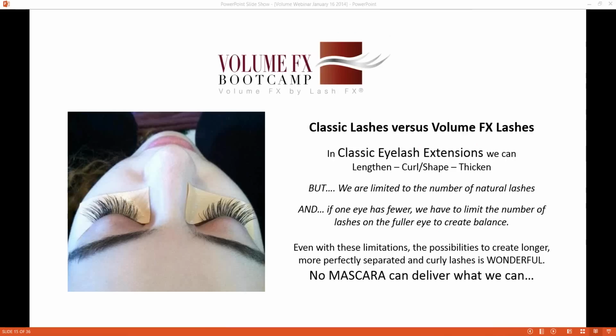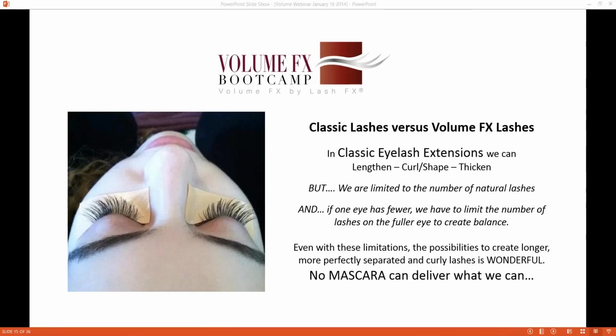You can't lash that left full eye up to the maximum and then lash that right eye that has fewer lashes and then send them away happy, because they're going to see the imbalance, the lushness of one eye and the less lushness of another. So you have to play to the lower denominator instead of the higher denominator. But even with these limitations, I'm not talking loserville. I love lash extensions. I know all of you do as well.